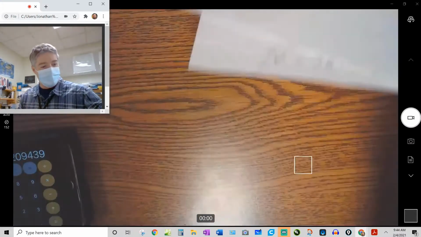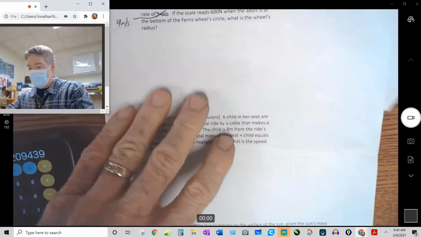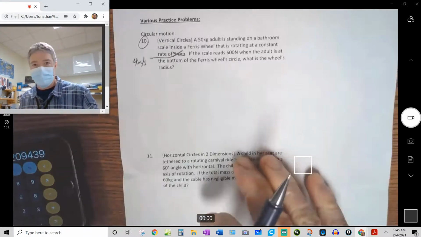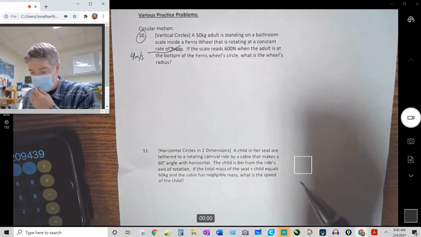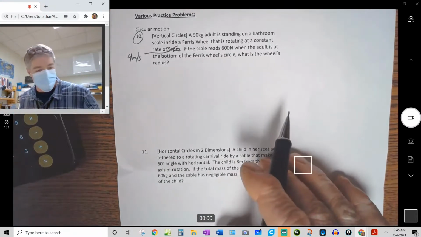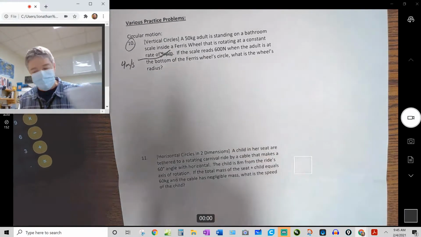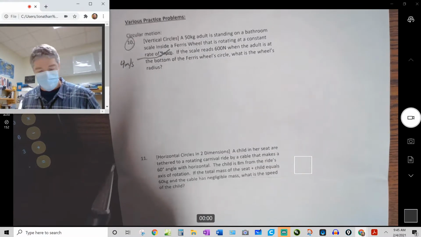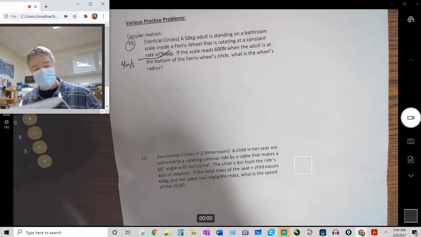What's next? The next one, number 10. So hopefully I had you change this from 3 RPM to 4 meters per second. Otherwise, this is a tricky kind of problem. And I don't know if I'm going to do the work. Maybe I'll just show you what I did. Maybe I'll rewrite it.